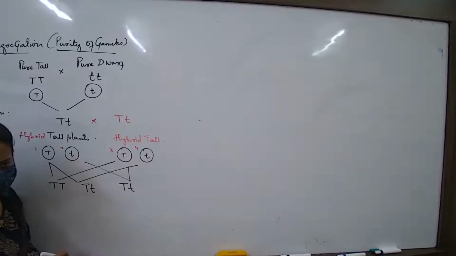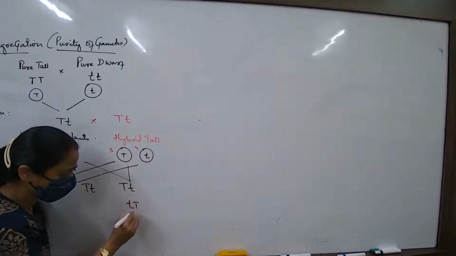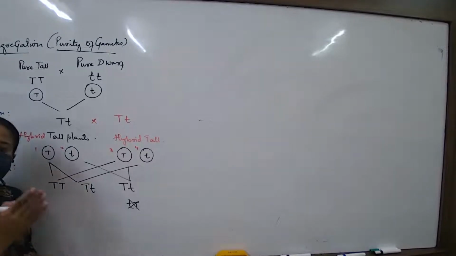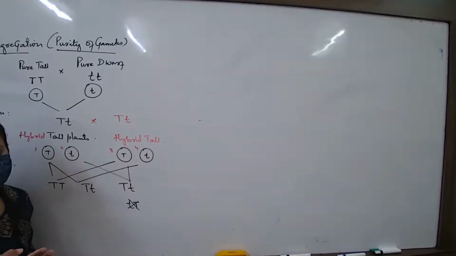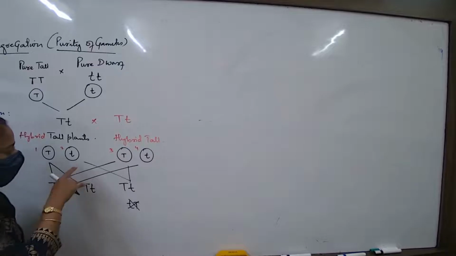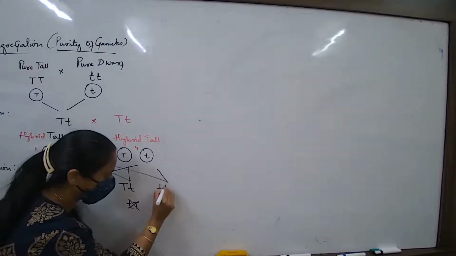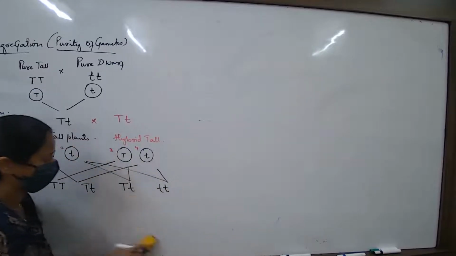Capital T and small t. Can I write small t and capital T? This is not the correct way of writing. The dominant is always written first, then you are supposed to write the recessive form. For 2 and 4, what should I write? Small t and small t.